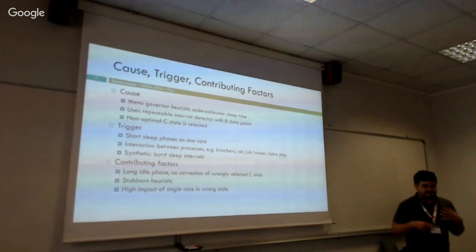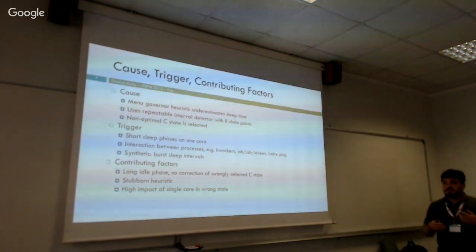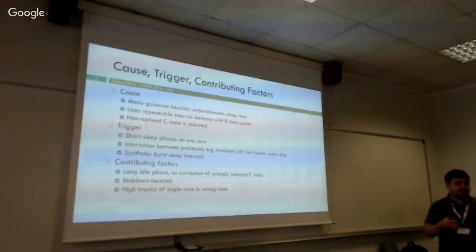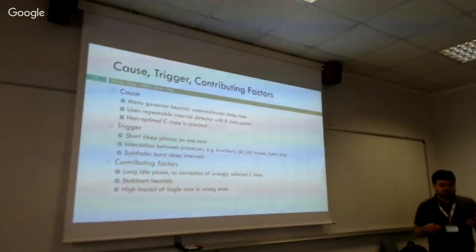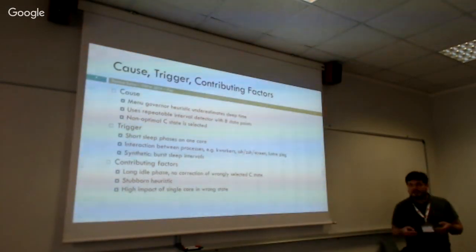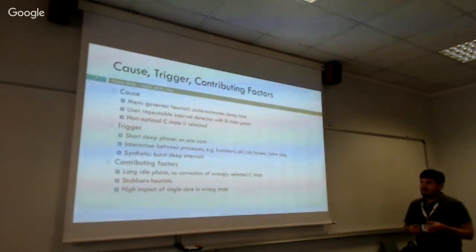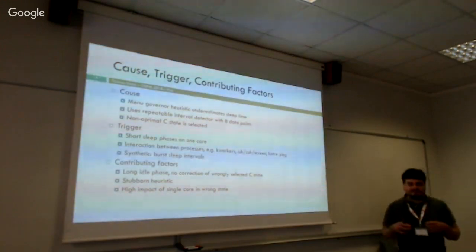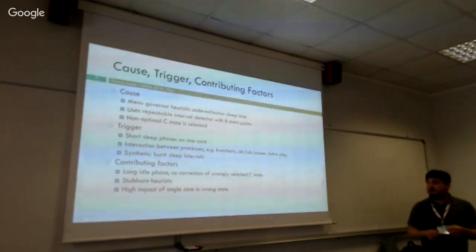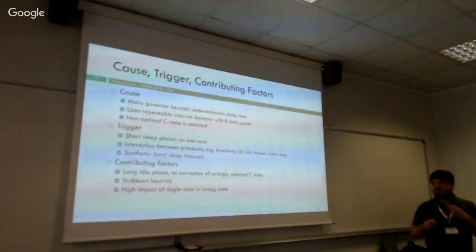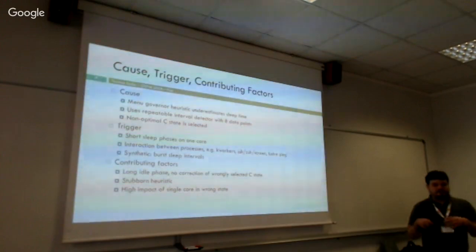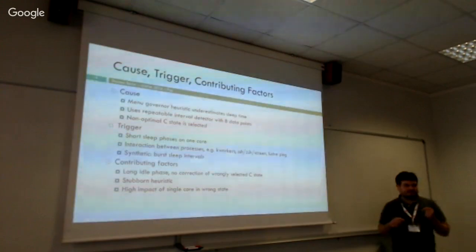What I say the cause of the problem is, is that the heuristic in the governor is sometimes wrong. There's no way around it. It's just not deterministic, so we cannot expect a perfect prediction. In practice, it uses a repeatable timer as a repeatable interval detector with about 8 data points. You could improve it a little bit by making a better heuristic, but you won't get it perfect. So we know that the C state selected is sometimes not optimal.